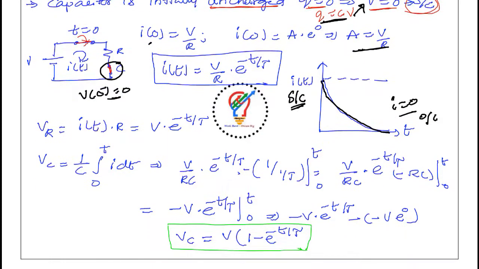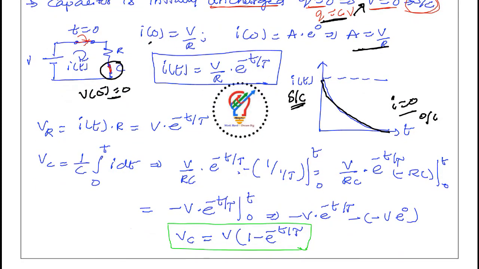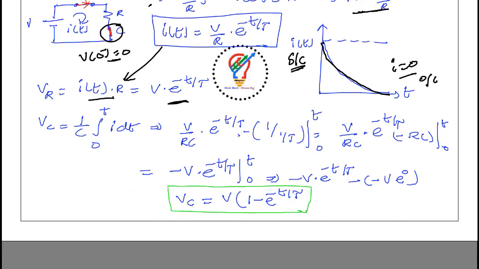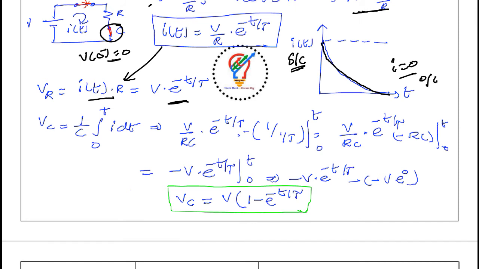Okay. So now what is the voltage across the resistor? The voltage across the resistor is nothing but i(t) into R. i(t) we derived from here, so that is V by R into R, which is nothing but V into e power minus t by tau. We got it. Next, the voltage across the capacitor. Initially it is going to be 0 and finally it is going to be a steady state value. So we'll see that. So v_c is equal to 1 by C integration from 0 to t.